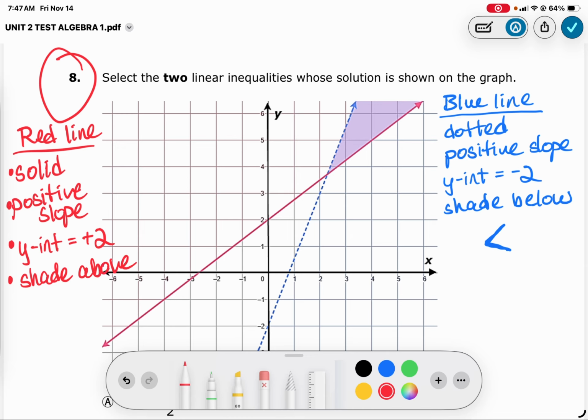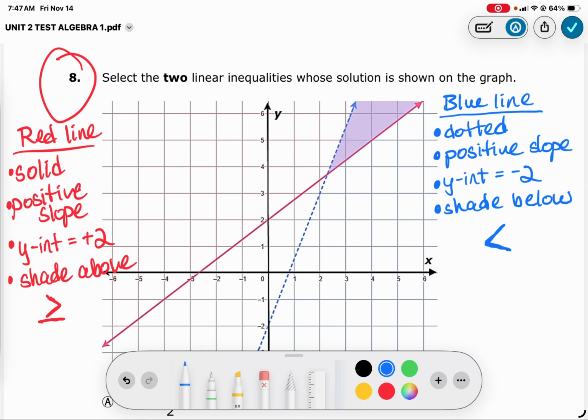All right. Now, with that being said, if it's solid and it's shaded above, above means greater than and solid means or equal to. Okay. So now we have some good details about each one of our lines here. Just putting some dots next to the blue stuff. So we have our key features of each line.